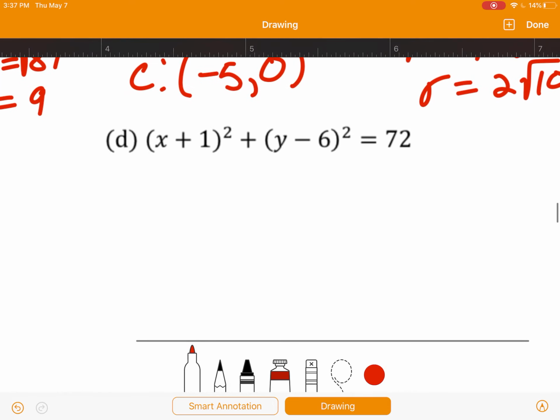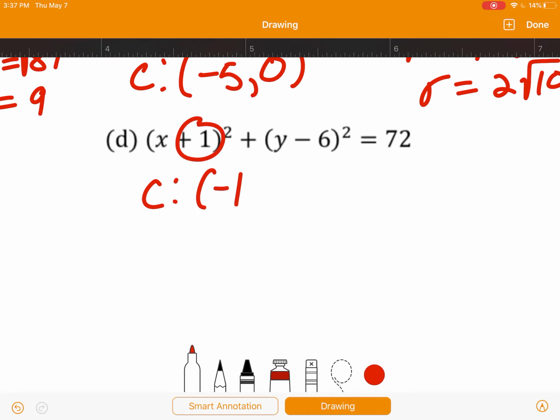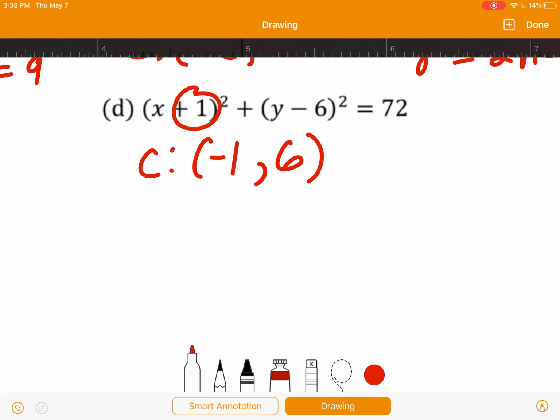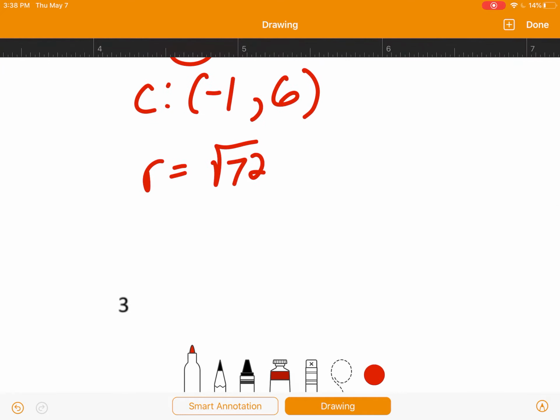And then our last piece here, we have our center to be negative 1, because it's going to be a subtraction, or subtracting negative 1, or you do the opposite of whatever it says in the parentheses. And then 6 for the center. And then again, with our radius, we're going to have the square root of 72. And you're going to put that in simplest radical form as well.